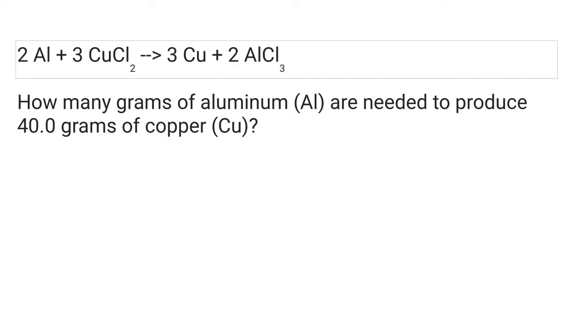So this is a pretty typical 3-step problem. And let me again explain how you would know it's 3 steps here. Couple of things that I see. I see grams shown here, and it's asking how many grams of aluminum are needed to produce 40 grams of copper. So remember, grams to grams is a 3-step problem. So let's set it up and show you how to do these, and I'm going to give you some steps along the way.